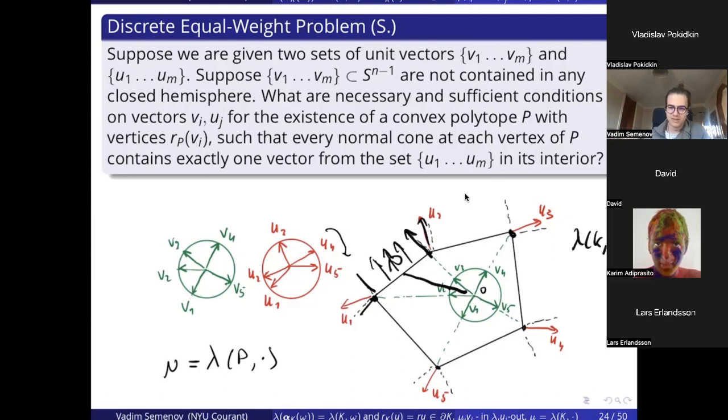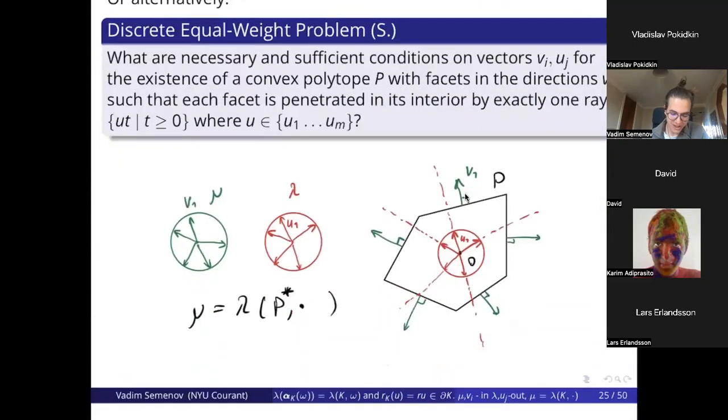And this problem is very simple. You can state it to a kindergartener. Probably he or she will not be able to solve it, but it's a very simple statement. And when you get into a dual setting, it becomes exactly like the Minkowski problem. But if the Minkowski problem was about the area of the facet, now you need that some vector penetrates this facet in the interior, and there's only one vector which does this.